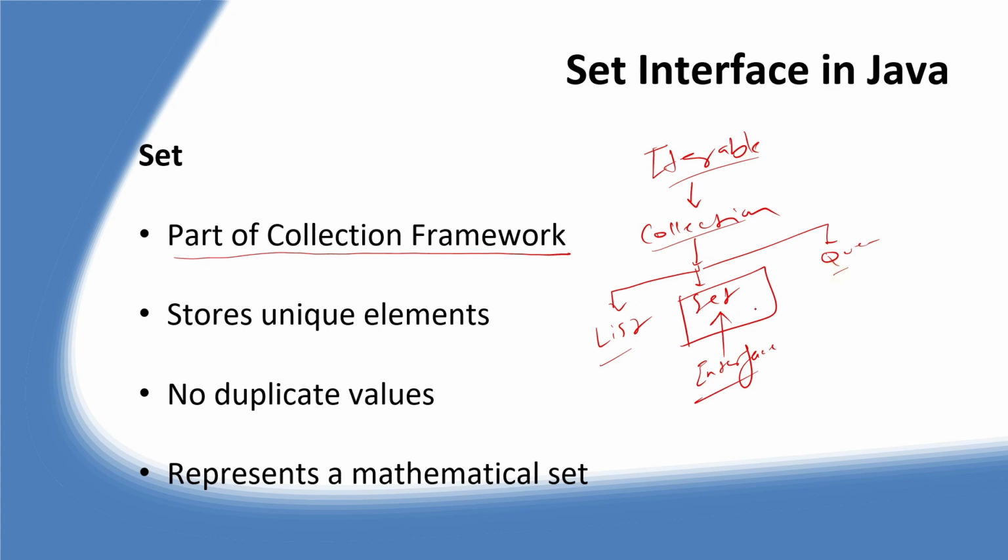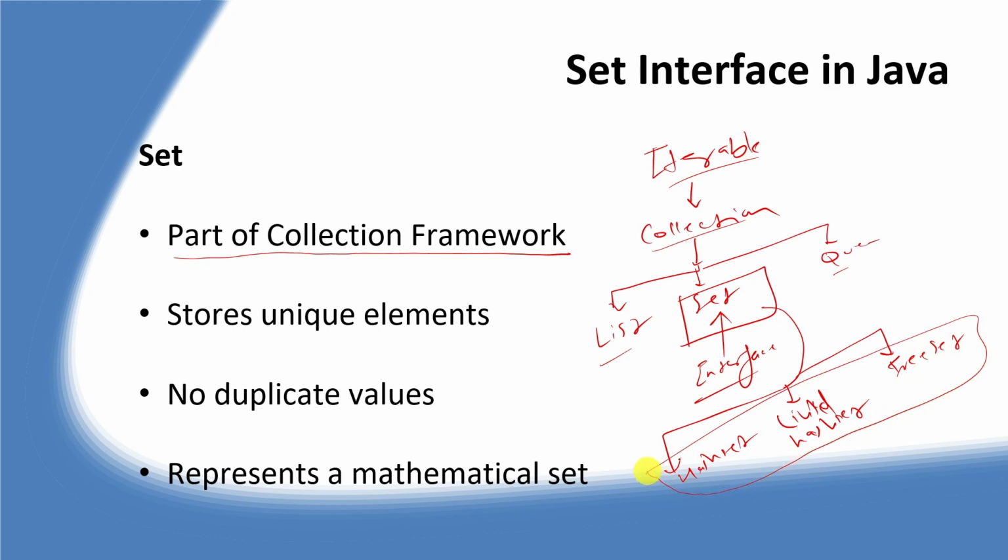But the implementation classes of Set are three: HashSet, LinkedHashSet, and TreeSet. These are the implementation classes, the classes which implement the Set interface. So this is the hierarchy we have learned. We are learning Set, and Set is a part of the collection framework.